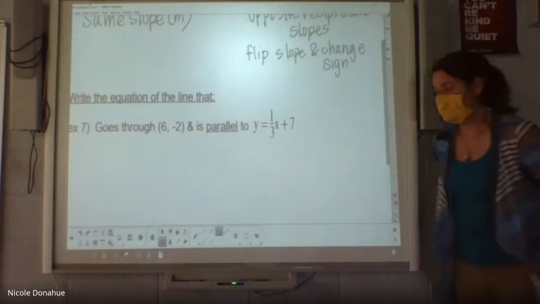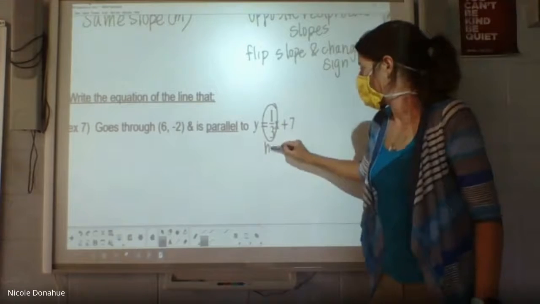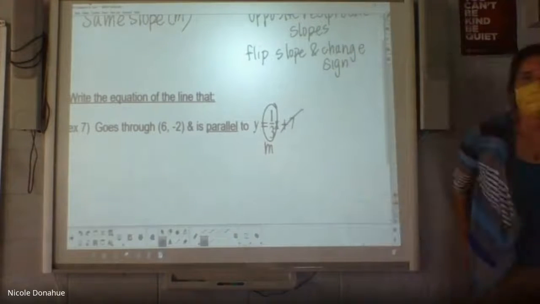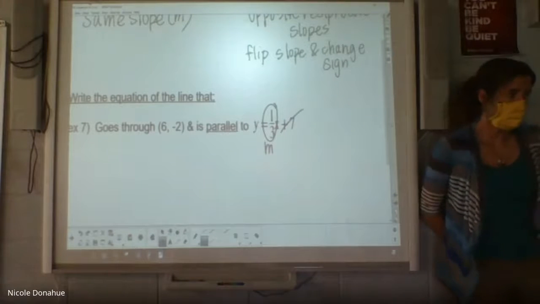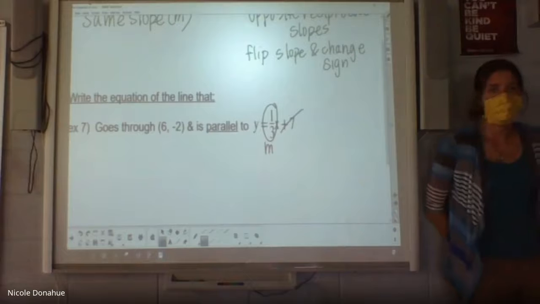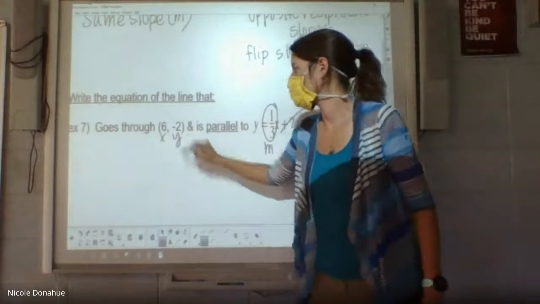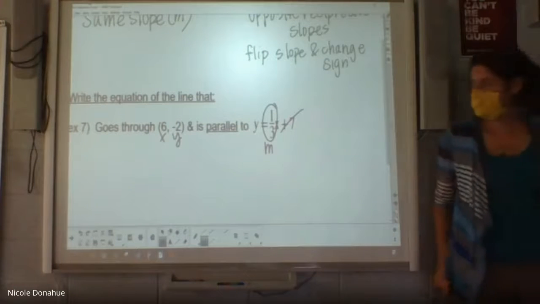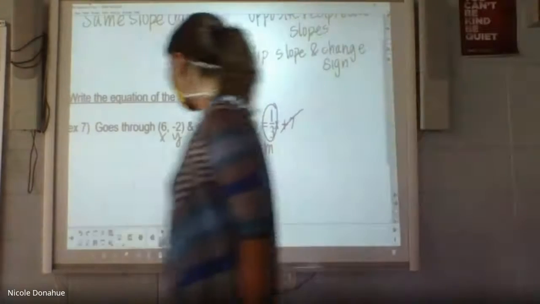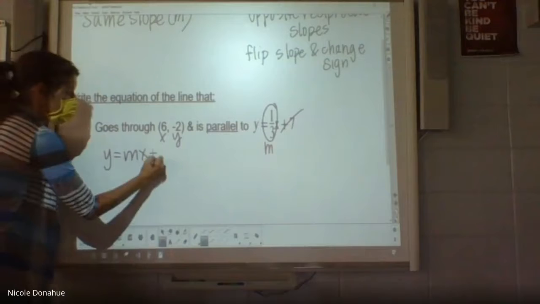I'm going to use the 1/3 for my slope. So there's our slope. Their b doesn't really matter to me. It's just extra information. That 7 isn't really helpful, so I don't want to use it. And this is my x and y that I'm going to use. So I know it goes through that point and it's going to be parallel, with slope 1/3. Now we can find the b.